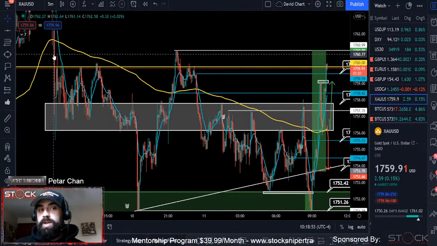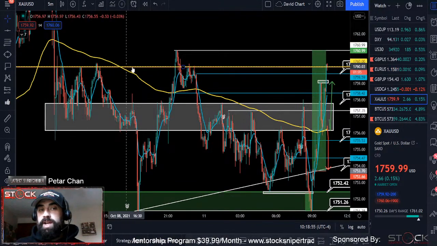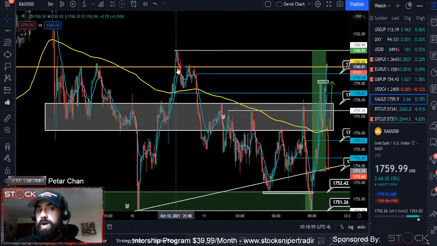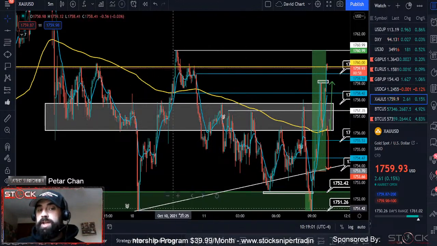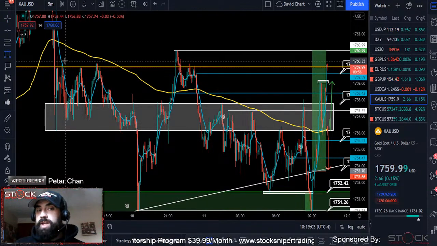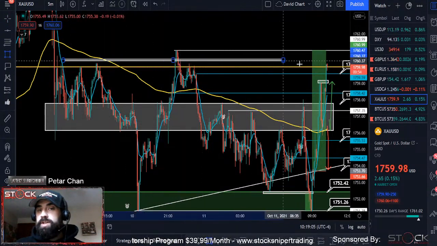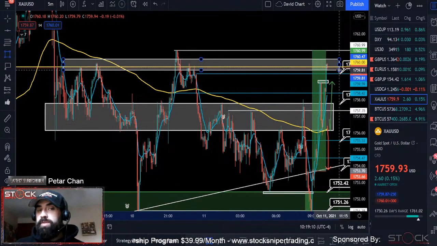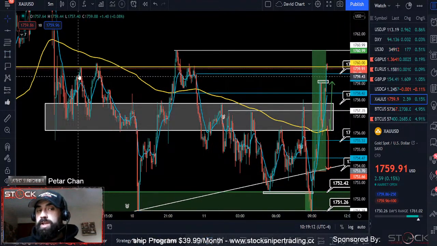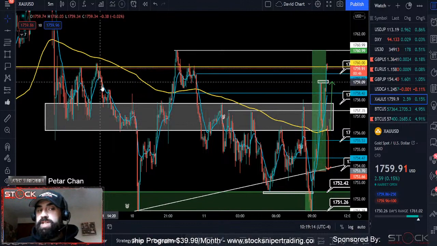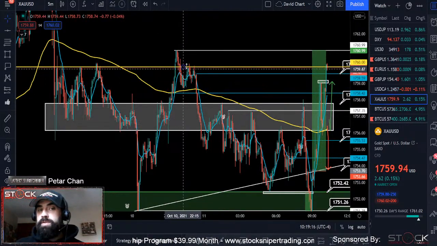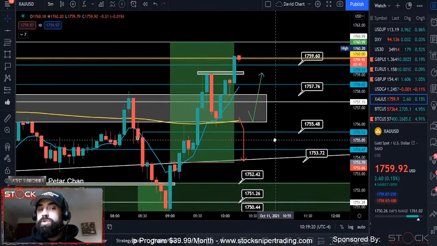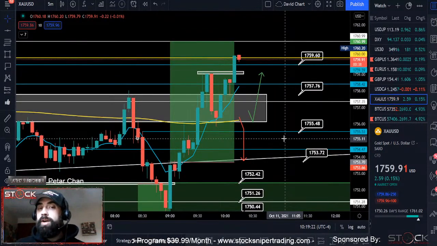Nice supply area right here coming in. Every time it's made it into the 1760, 1761 area, it's sold off. So we got to remember this. Why I'm saying this, and I haven't drawn it yet because I just wanted you to see this. Key areas like this, it's really messy right now. I'm not going to keep it on there, but every time it's made it in there, it's sold off, sold off, and sold off. The chart is really crowded right now.